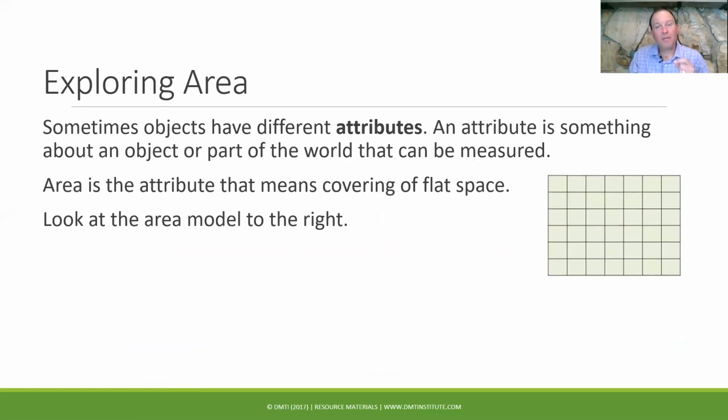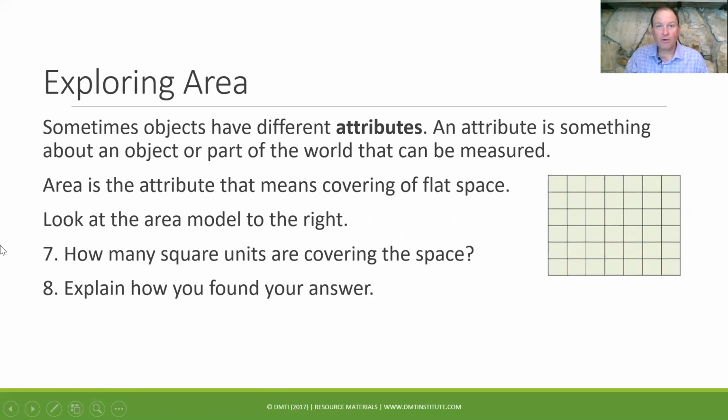We actually begin with area with 3rd graders because they've probably already worked on the area model for multiplication, so we like to connect to that as we get into more of a measurement unit on area. We look at a rectangle with all of these different square units, and have the conversation that area is this attribute, meaning that we're covering a flat space. Then we choose these square units to measure it.